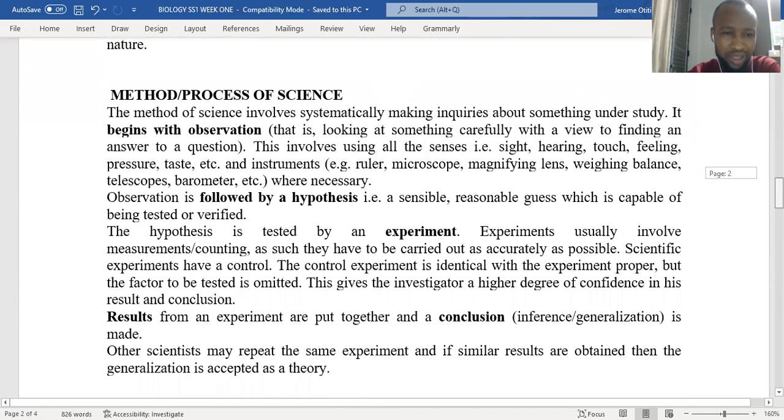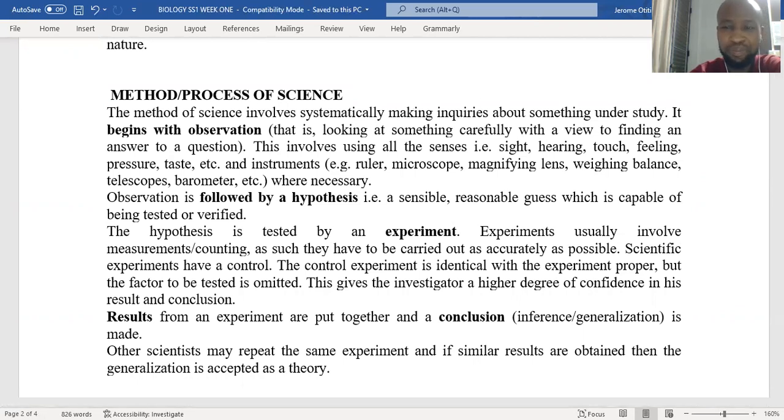Now, we want to talk about, coming back to science, the method or process of science. As we mentioned before, science is a method, a systematic method of making inquiry. It begins with observations. Scientists do not take things the way they are. They will say, why is this thing like this? They will observe. What do they use to observe? They can observe with their five senses.